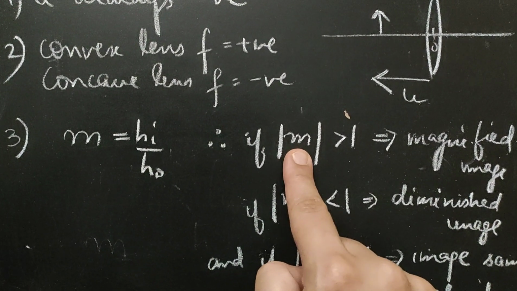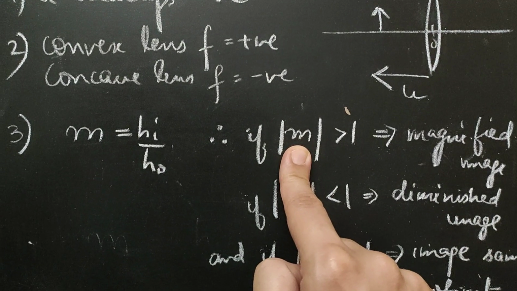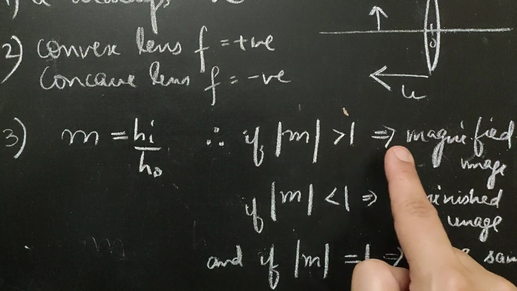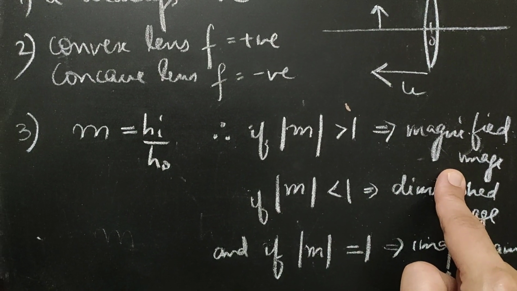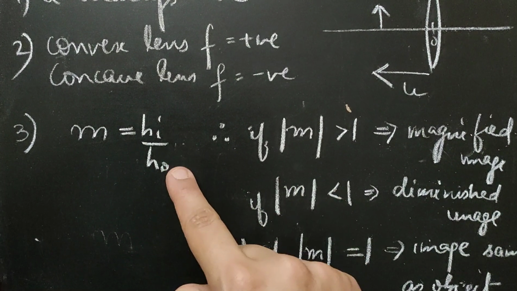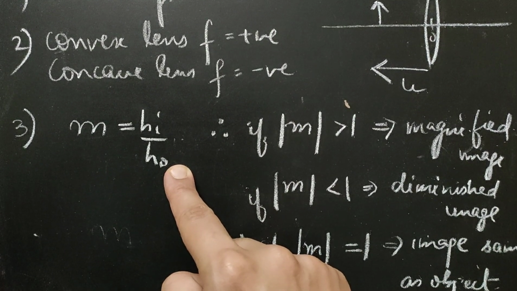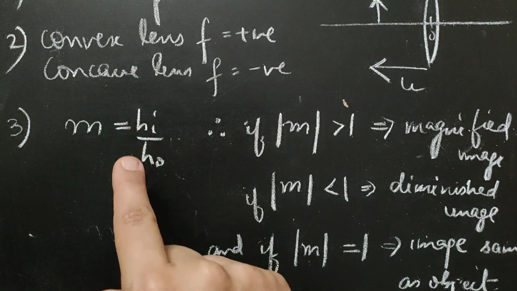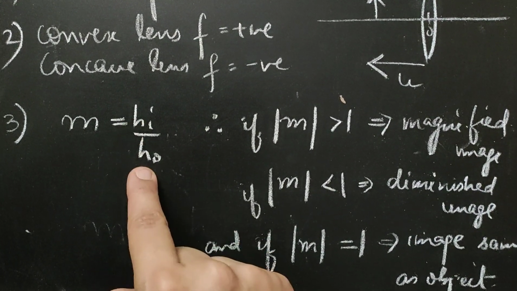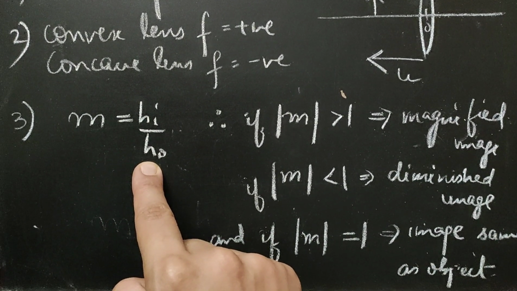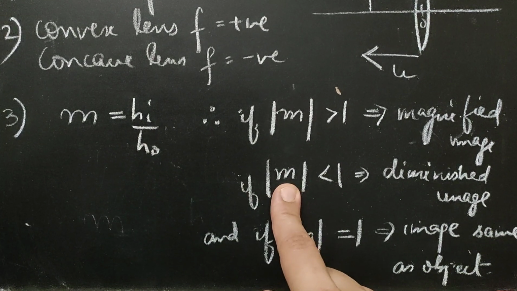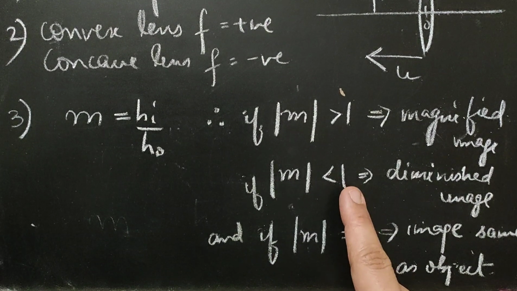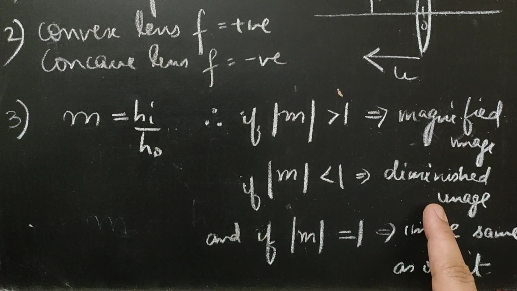If the magnitude of magnification is greater than 1, it implies that it's a magnified image, because this means that the numerator is greater than the denominator. This fraction will be greater than 1 only when the numerator is greater than the denominator. So that means image is larger than the object. If the value, again just the magnitude, is less than 1, it means it's a diminished image.